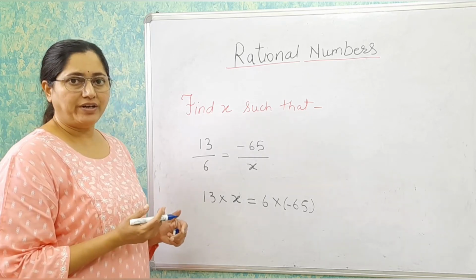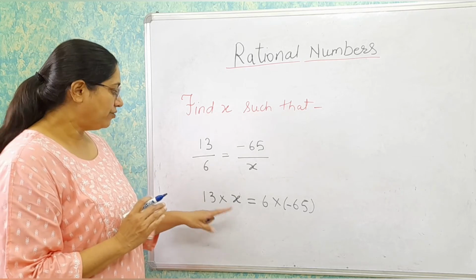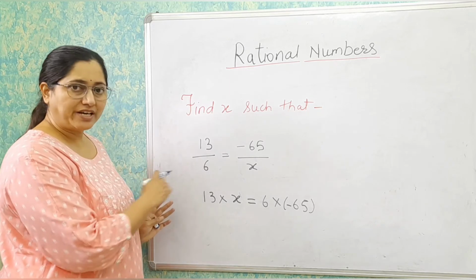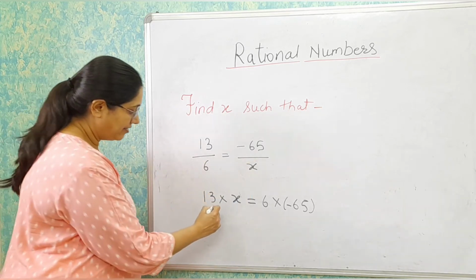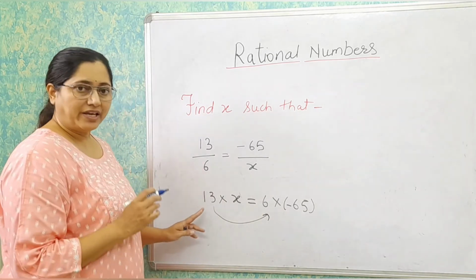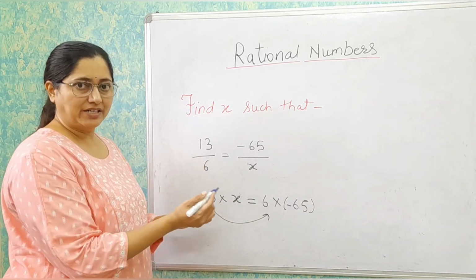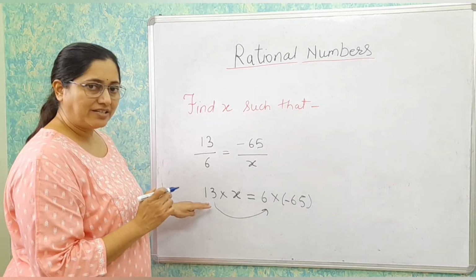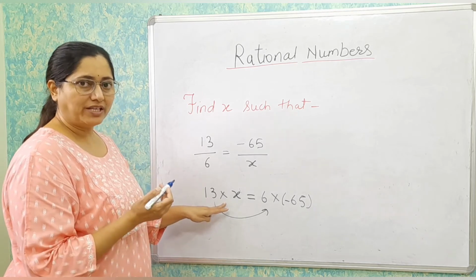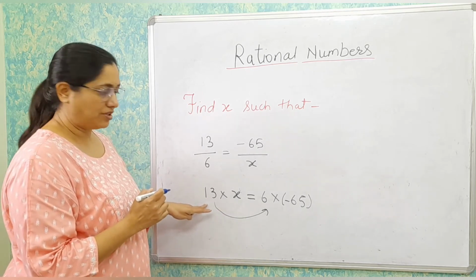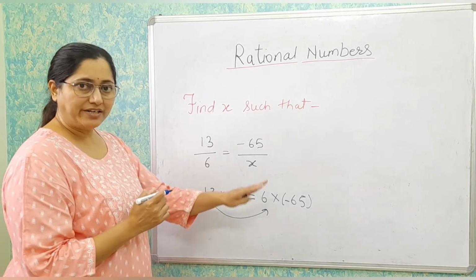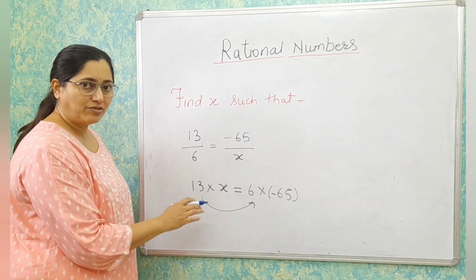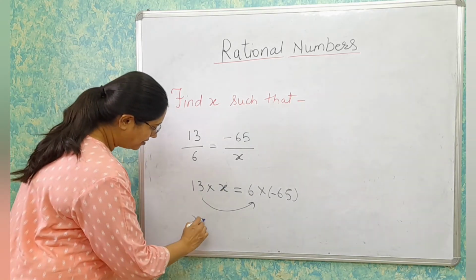And whenever we have to find out the value of a particular variable, we have to shift other numbers. So I will shift this 13 from the left hand side of the equal sign to the right hand side. And whenever any number shifts from left hand side to right hand side or right hand side to left hand side, its sign will change. In this case, 13 is getting multiplied, or we can say 13 is at numerator position. So when it shifts from left hand side to right hand side, it will be in denominator position. So x is not getting shifted, so x will remain as it is.